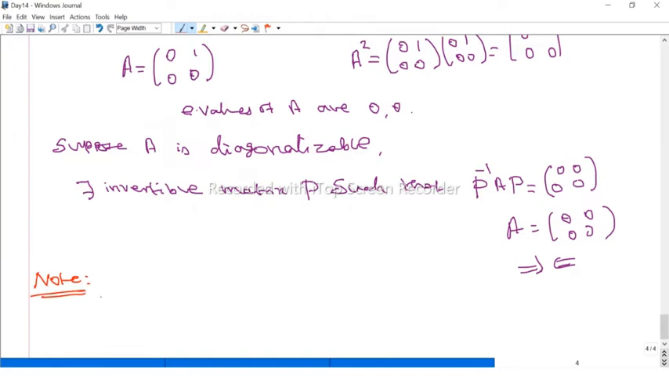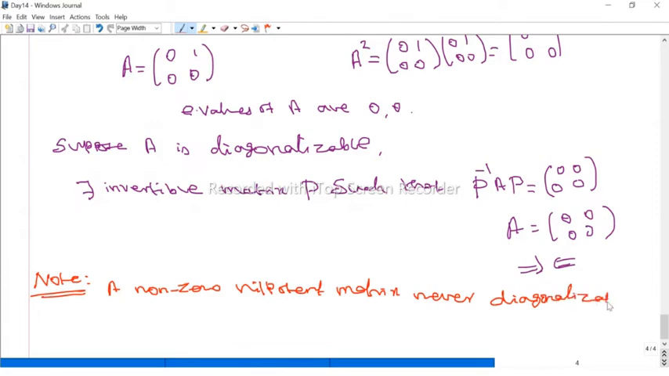Where you can say a nilpotent matrix is diagonalizable only when the matrix is 0. A non-zero nilpotent matrix is never diagonalizable. Suppose a nilpotent matrix is diagonalizable, then the matrix should be 0. That is a very important point. Why? Because finally you will get a 0 matrix.